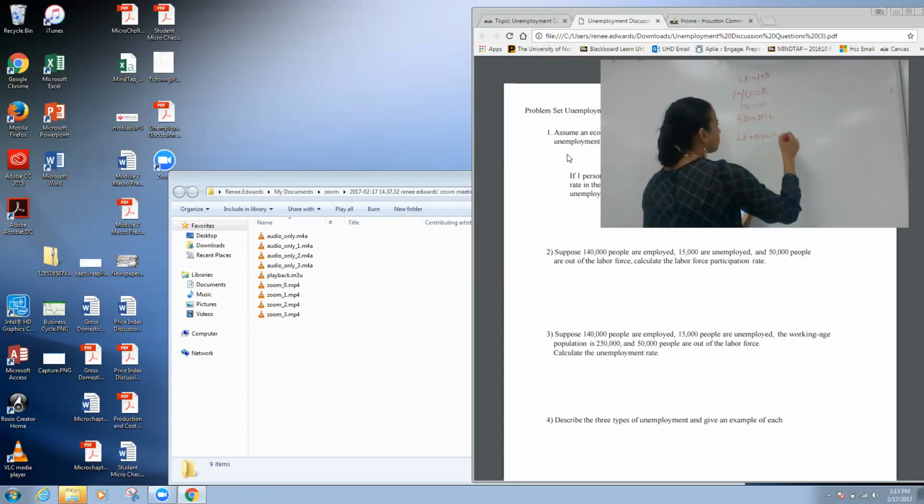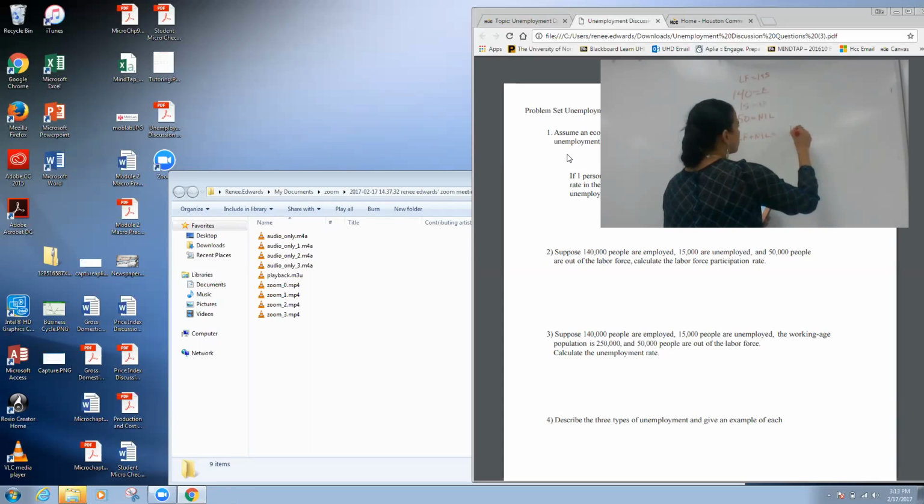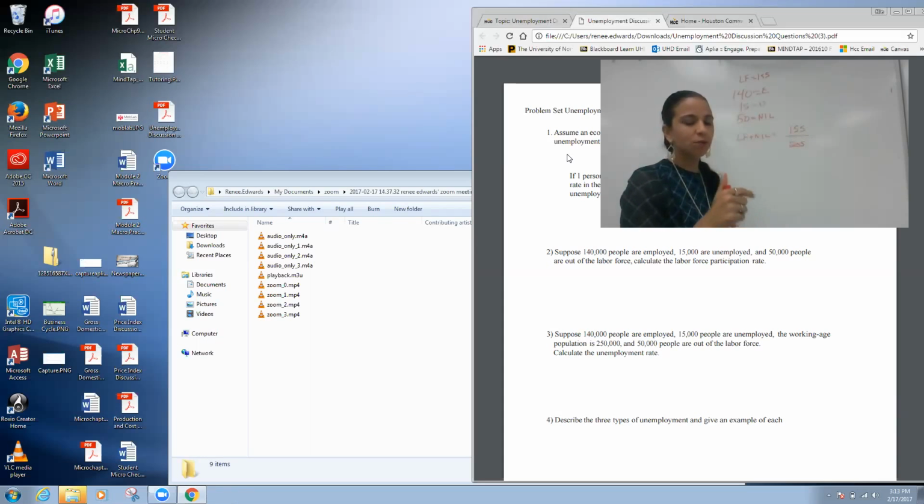That means my population is going to be 155 over 205. So 155 includes those who work and those who do not work and are actively looking. 205 includes people who are not in the labor force, which could be your discouraged workers. It could be your stay-at-home moms, your students, your retirees, anyone who is not actively looking.